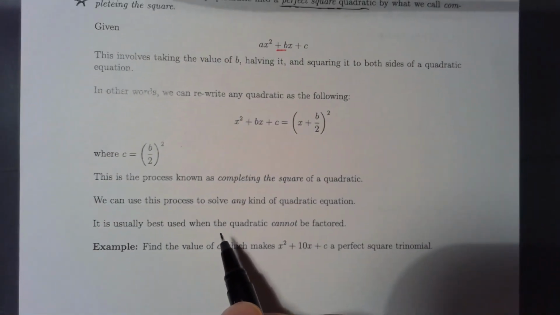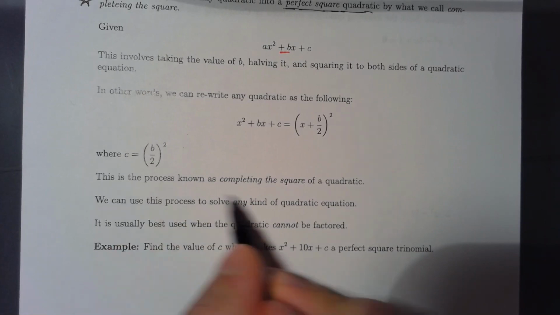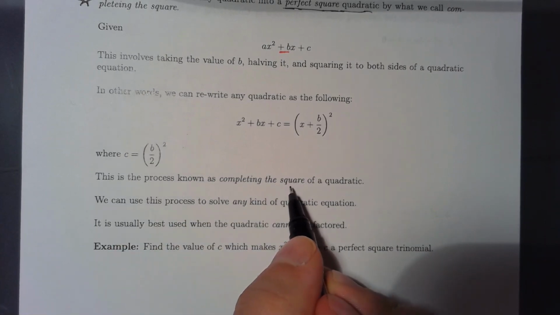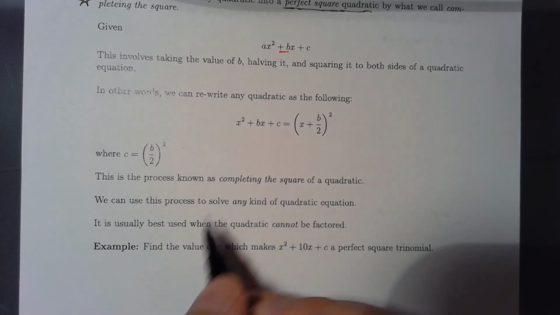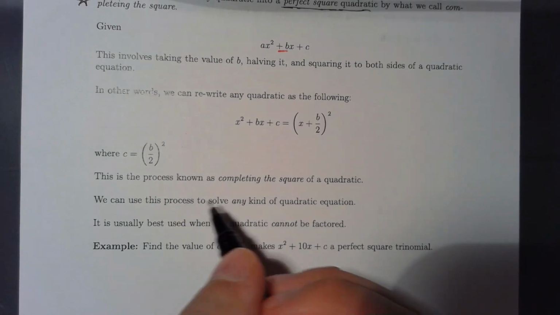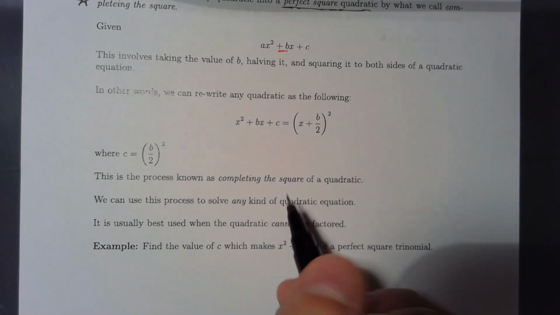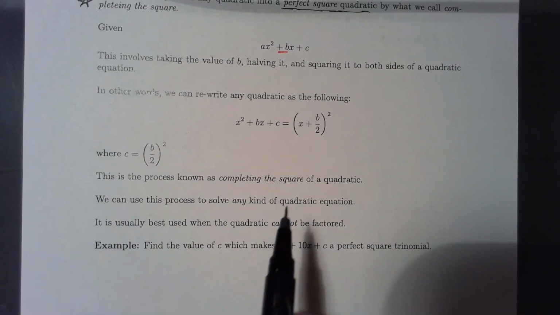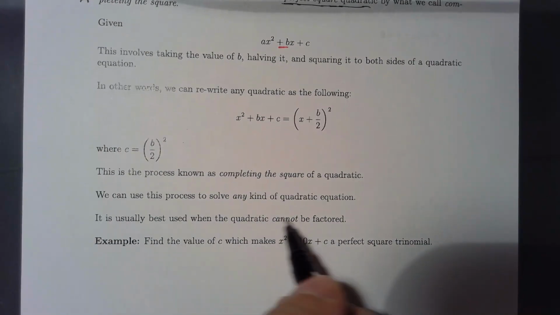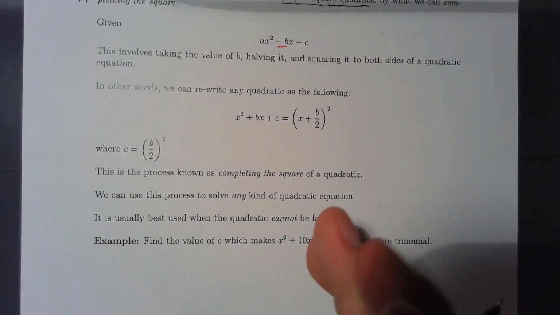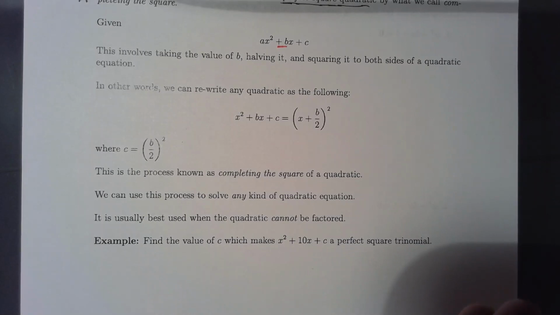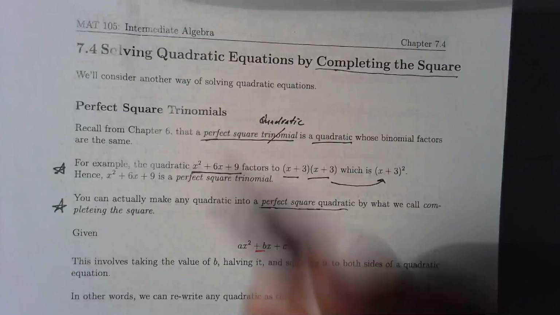And when you complete the square, you could use that for any kind of quadratic. You could use that to solve any kind of quadratic equation. Completing the square works all the time. And it's best used when the quadratic cannot be factored. Because as you already know, not every quadratic could be factored. We learned that when we did factoring. Not everything could be factored. But you still might want to solve a quadratic equation.